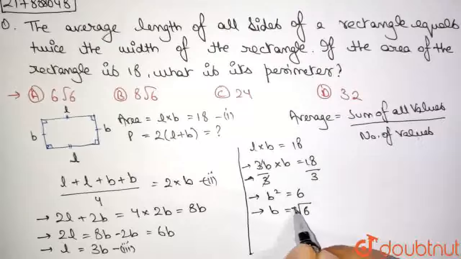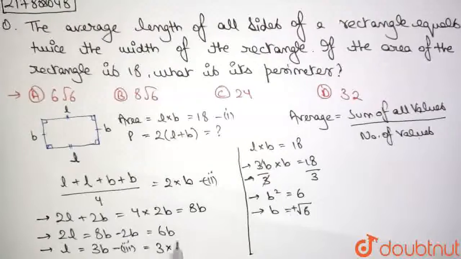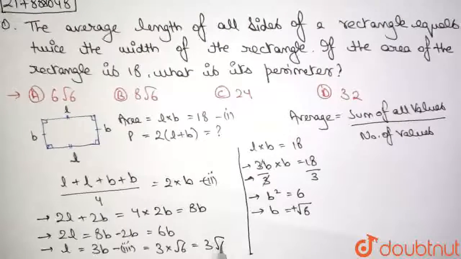Now it's just going to be plus root 6. It's not going to be minus root 6 because breadth is a measure of length, and the length of something can never be negative. So I have B as root 6. Now if B is root 6, L is 3 times of B, which is equals to 3 times of root 6, which is equals to 3 root 6. So amazingly, now I have length as 3 root 6 and breadth as root 6. And they are positive in nature because length can never be negative.